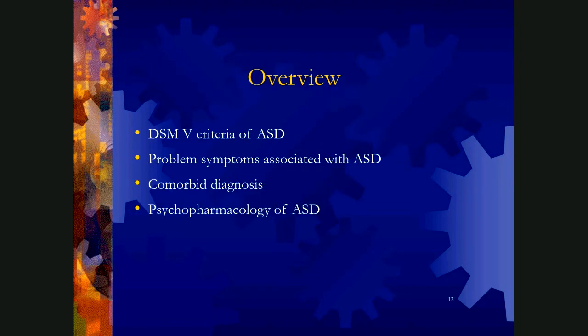So today I'm going to cover very briefly the criteria for autism spectrum disorder, as everybody's familiar with those criteria. I am going to go over the problem symptoms associated with autism spectrum disorder, because those are the symptoms that we try to treat with medications. Then I'll comment on comorbid diagnoses, and then I'm going to spend the most time talking about psychopharmacology of autism, including mechanisms and medications.